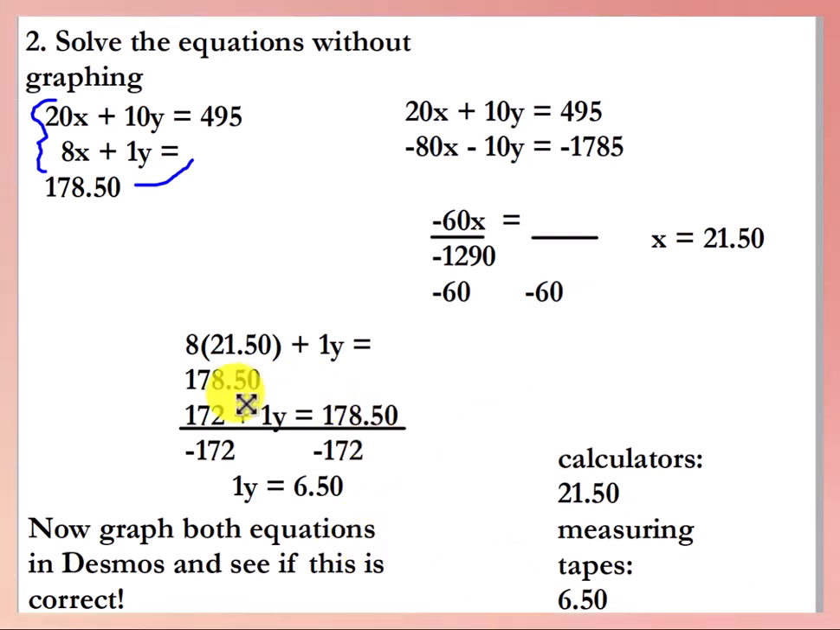Now go into Desmos and graph both of these equations. 20x plus 10y equals 495, and then see where they intersect to check your work. They should intersect at 21.50 and 6.50.